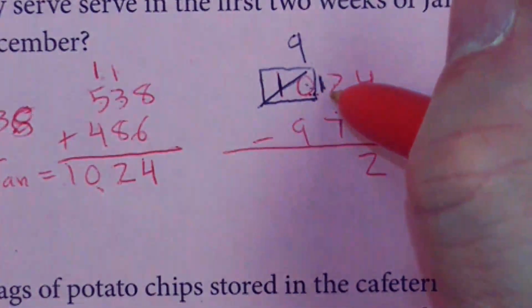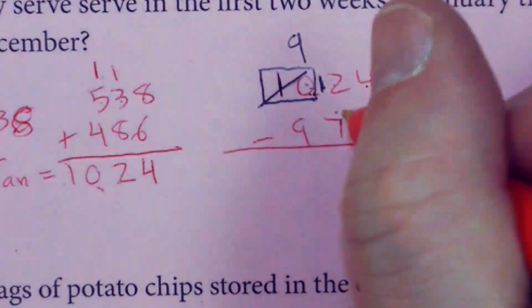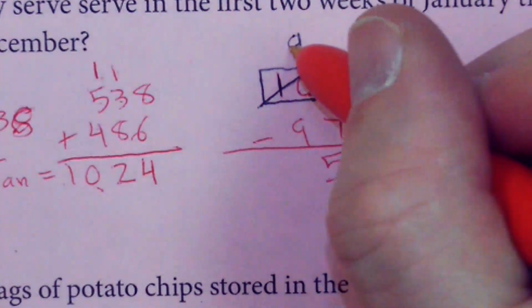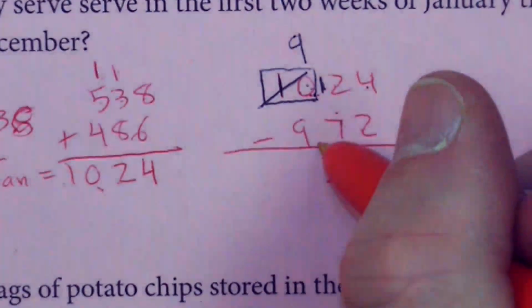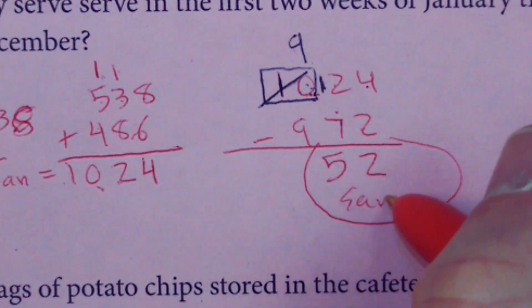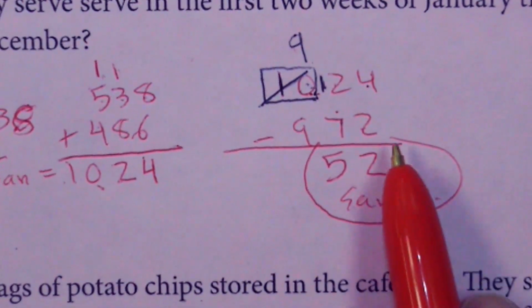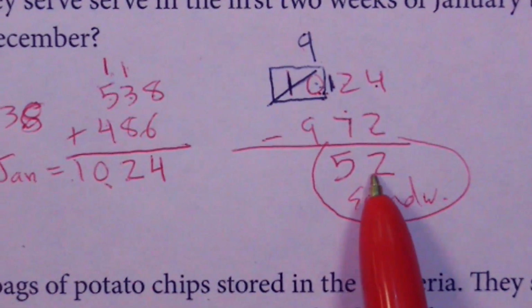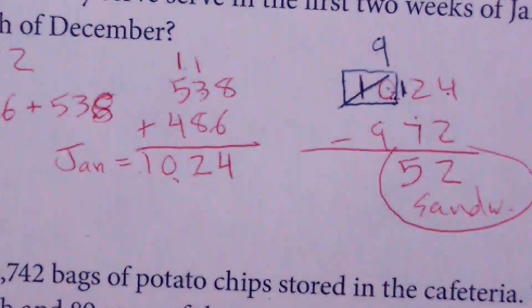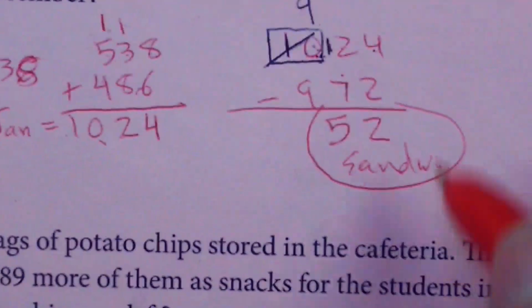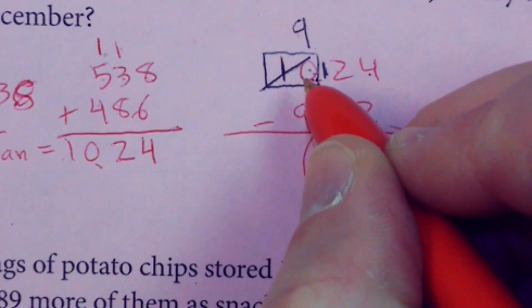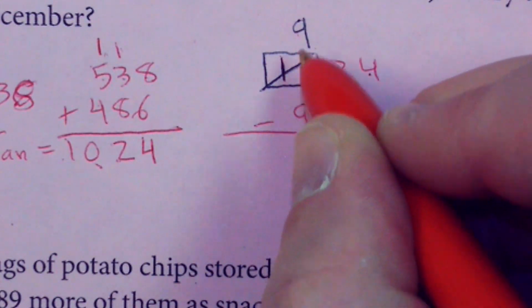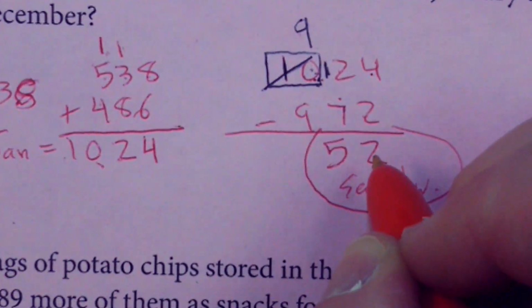It's pretty straightforward. 12 minus 7 is 5. 9 minus 9 is nothing. So there were 52 more sandwiches served in January than there were in December. Okay? Hopefully you enjoy boxing these numbers. You'll find that it can clarify a lot.